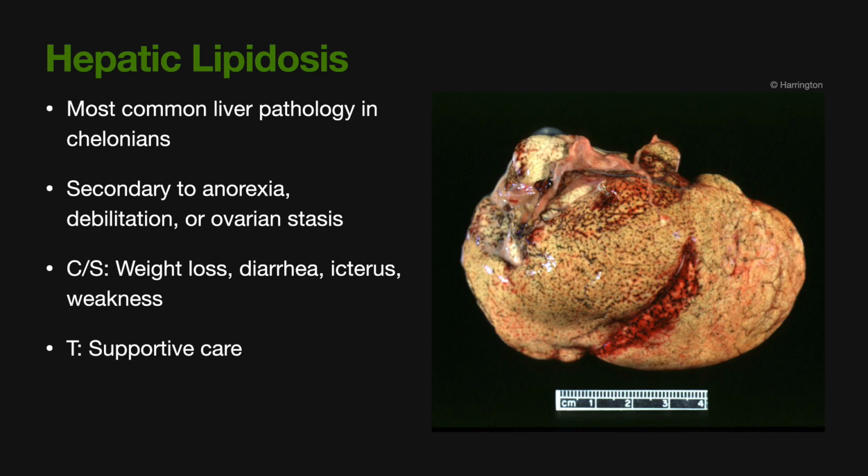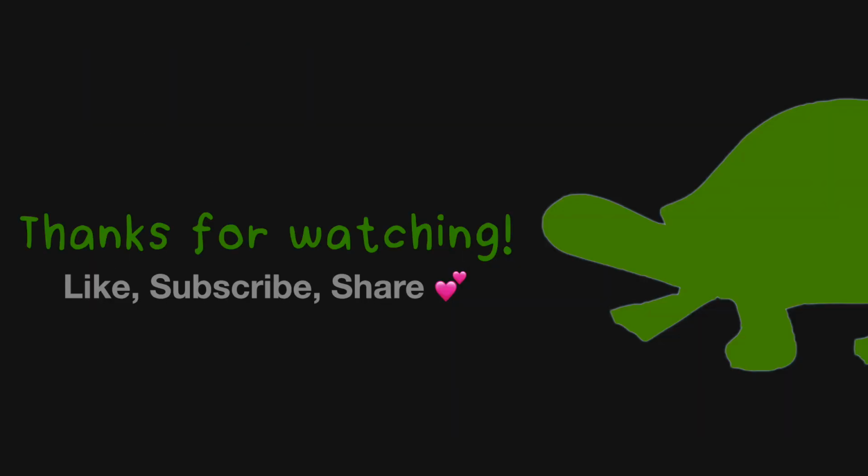Hepatic lipidosis is the most common liver pathology in chelonians and can occur secondary to anorexia, debilitation, or ovarian stasis. Clinical signs include weight loss, diarrhea, icterus, and weakness. Treatment involves supportive care.